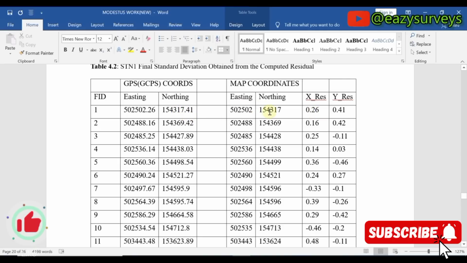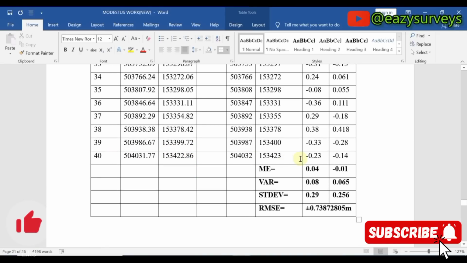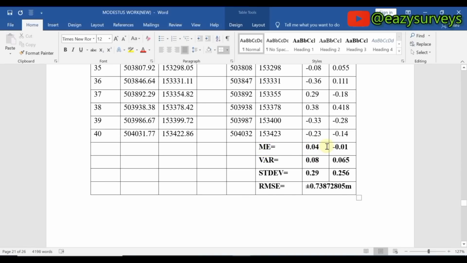The northing of this minus the northing of this will give you 0.4. So this is the X residuals, this is the Y residuals, and that is how everything is done for the 40 control points. When you are done with that, you will now do the mean error. The mean error for the X variable is 0.04, for the Y variable is minus 0.01.